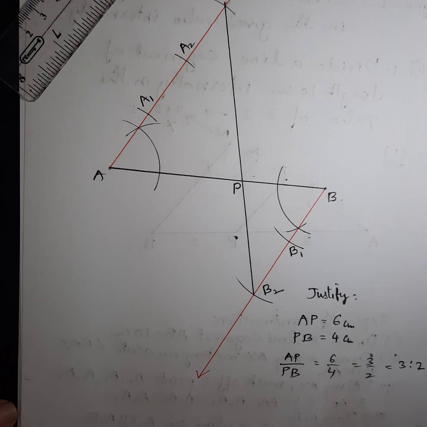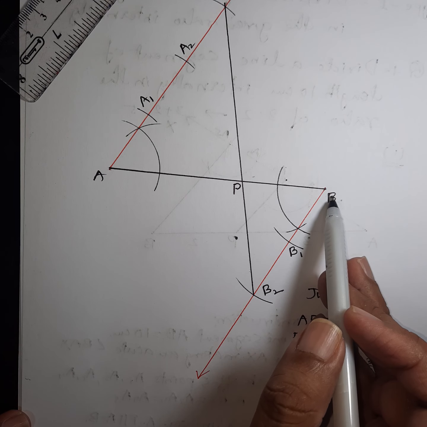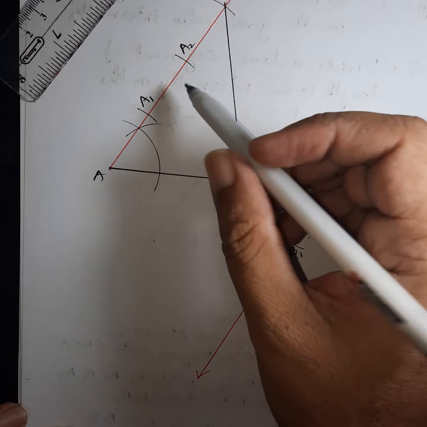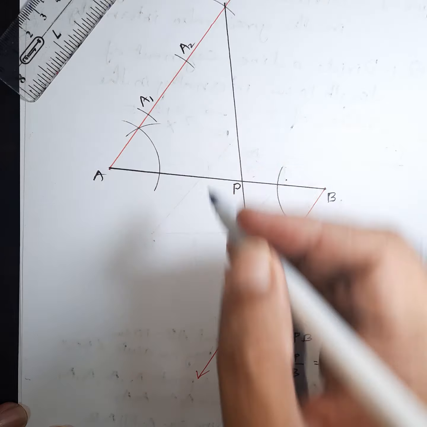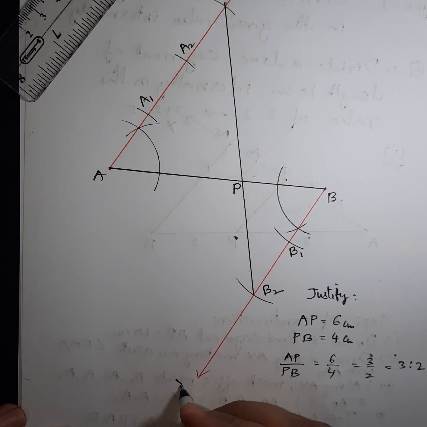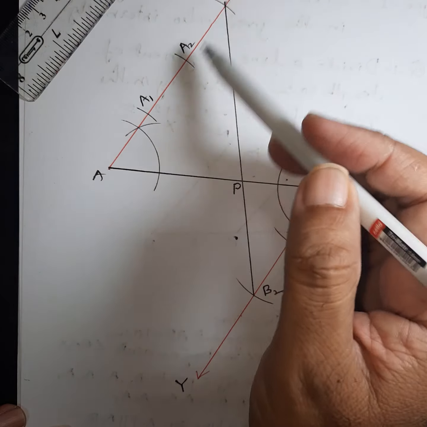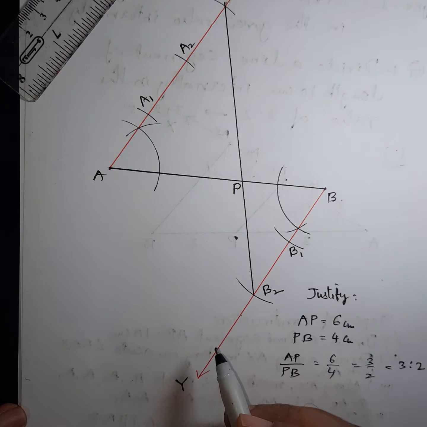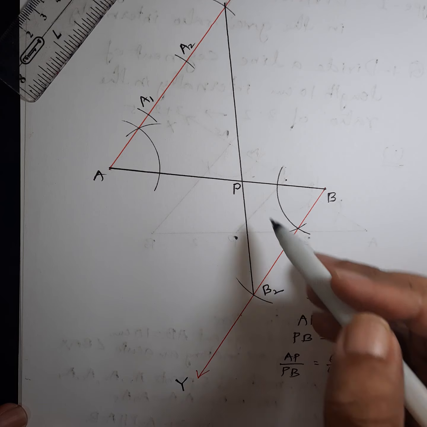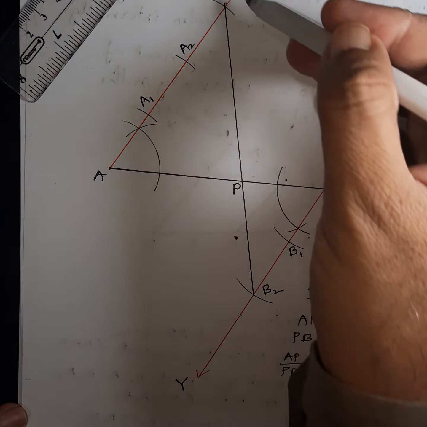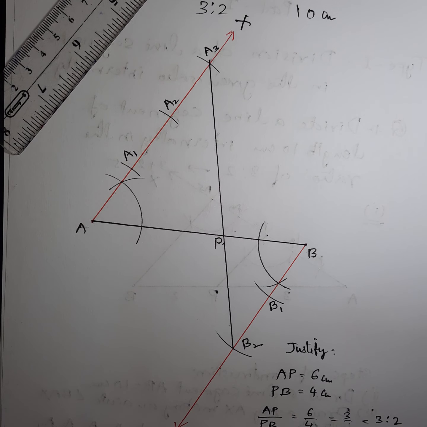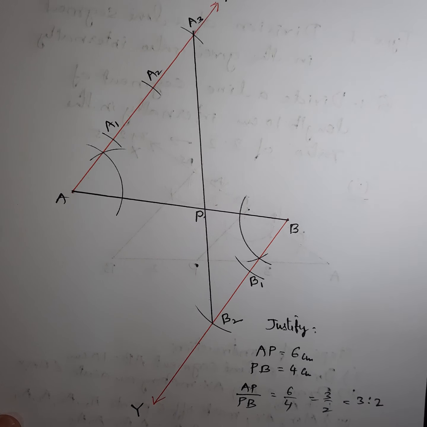Steps of construction will be: draw a line segment AB of length 10 centimeter, the given length. After that, draw a ray AX making an acute angle with the line segment AB. Then draw BY, making the same angle as BAX, and then divide AX into 3 parts and BY into 2 parts, and join the third part with the second part, and this will intersect AB at P. So P divides the line segment in the given ratio 3:2 internally.